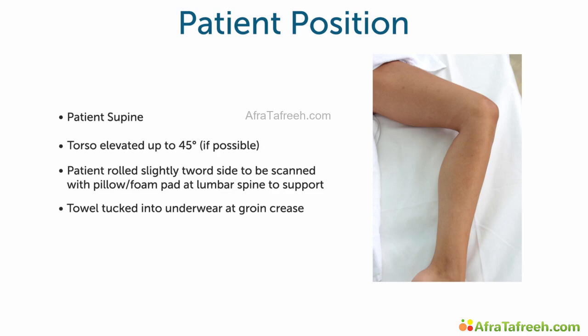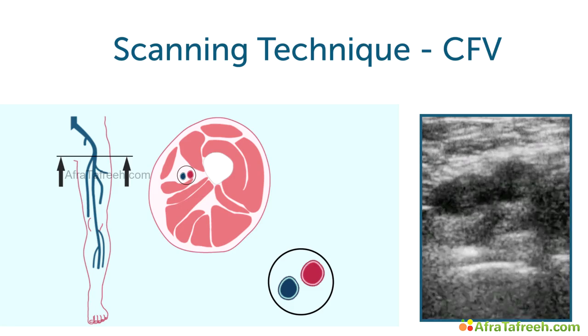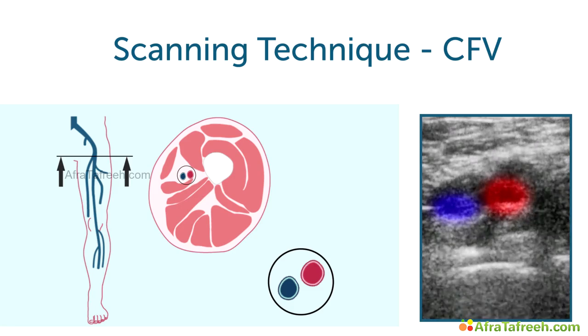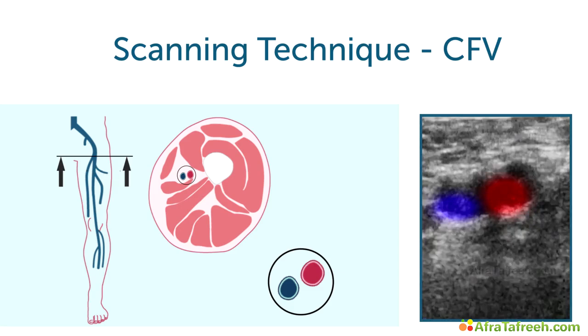Tuck a towel into the underwear at the groin crease, place some gel at the medial aspect of the thigh and spread the gel down to the lower thigh, ready for scanning. In a transverse plane with the transducer vertical to the skin at the groin crease, identify the femoral artery and vein. A tip for beginners is to feel for the femoral pulse, then place the transducer directly over it. The artery and vein will appear as two anechoic circular structures side by side.